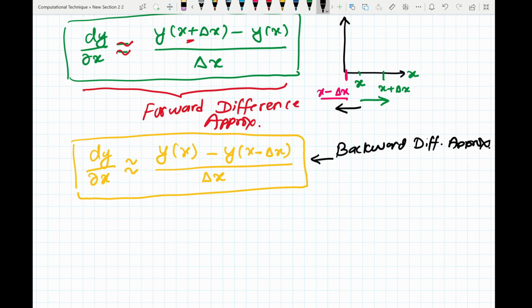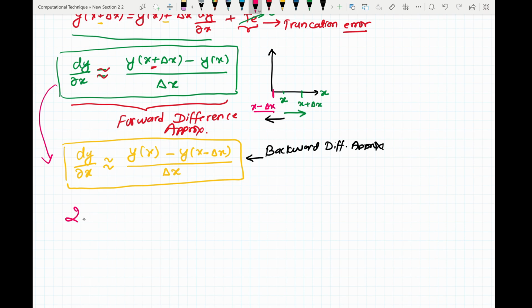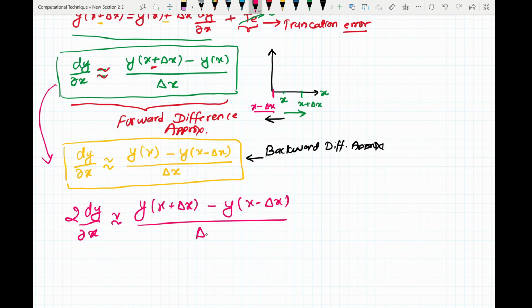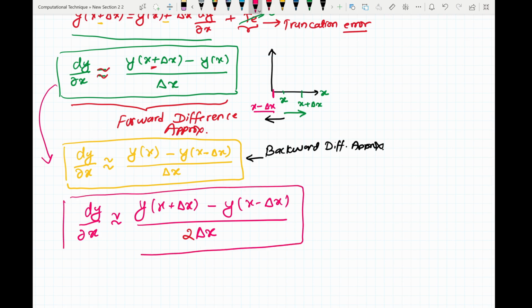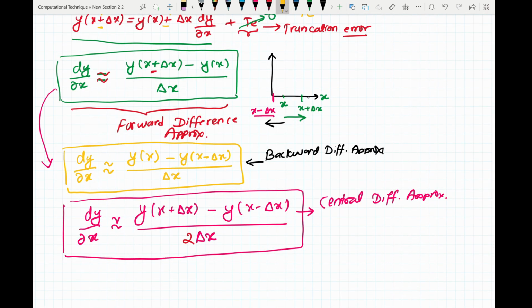Now what you can do here is add these up and write it down here. So you get 2 dy by dx equals, when you add this, y at x plus delta x minus y at x minus delta x. Now when you take your 2 here, you'll be left with 2 delta x. So this is another equation to approximate the partial differential equation. Now this is known as the central difference approximation. You can see here that in this graph we are taking this point and this point for our central difference approximation.